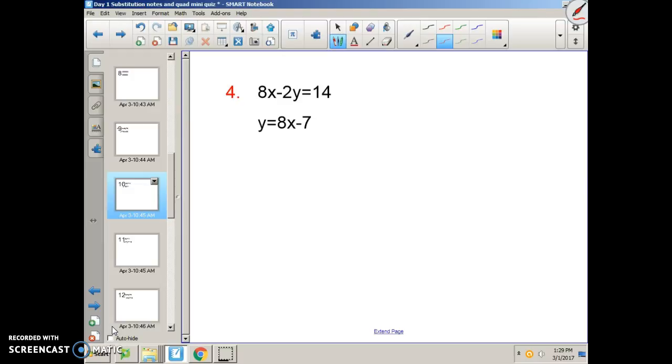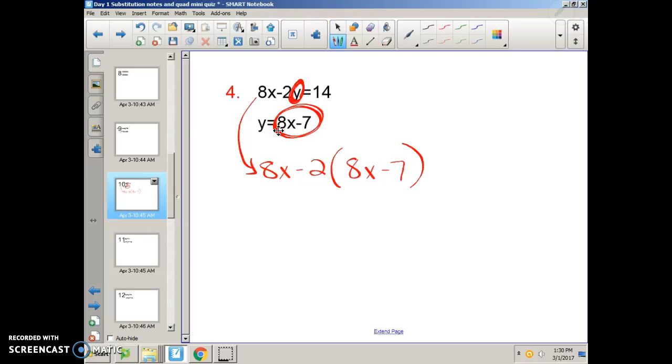And I'm not sure if we went over this one or not, but I'm going to go through it again just to remind you. Remember, since y is by itself, it equals 8x minus 7. That means I can replace this y with the 8x minus 7. So down here, it's going to be 8x minus 2, parentheses 8x minus 7. And really all I'm doing is taking this and putting it right here, because that's what y equals. Substitution means replace. Still equals 14.